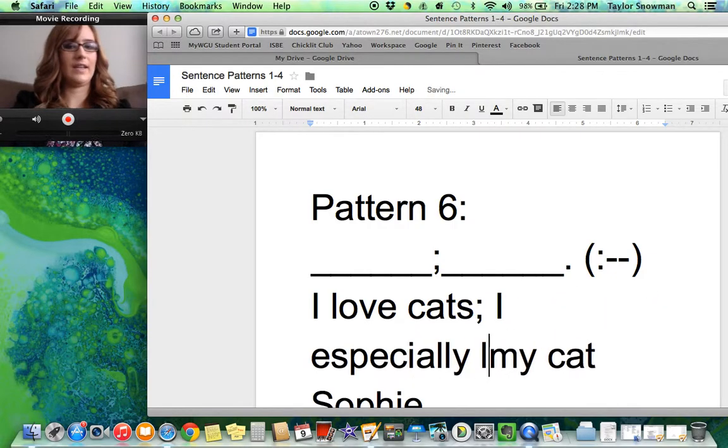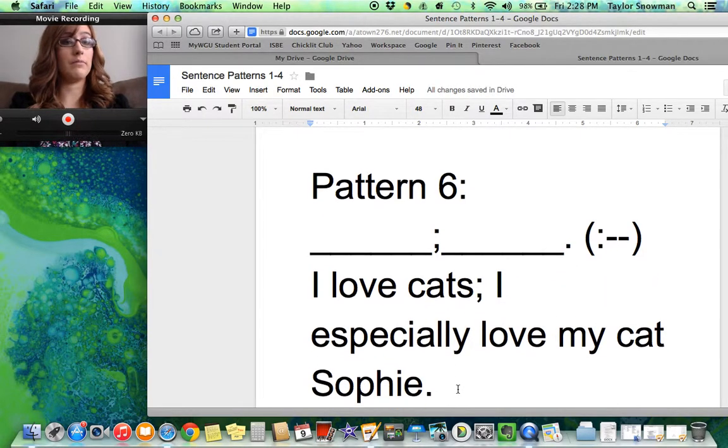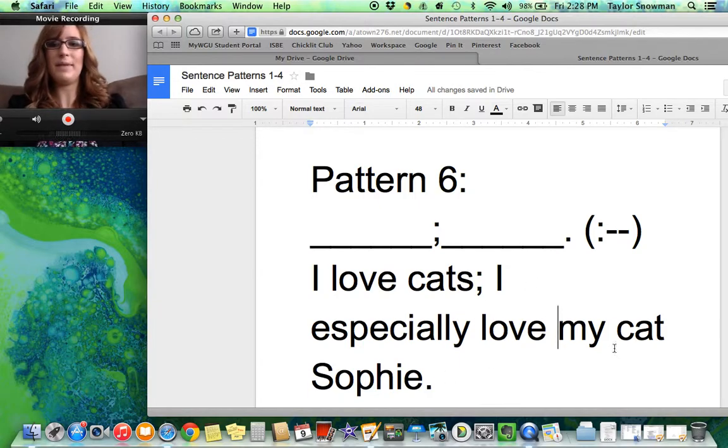I especially love. See, I messed that up. I had to catch myself because I was going to say, especially my cat, Sophie. That's not an independent clause, so I can't have it. But I can put, I especially love my cat, Sophie. That's its own sentence. So, I love cats. I especially love my cat, Sophie.